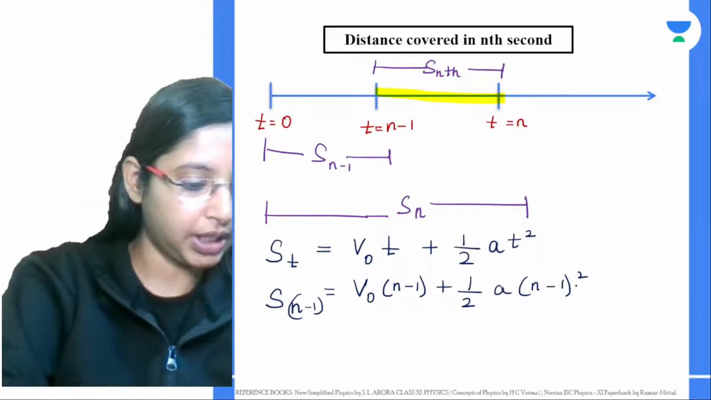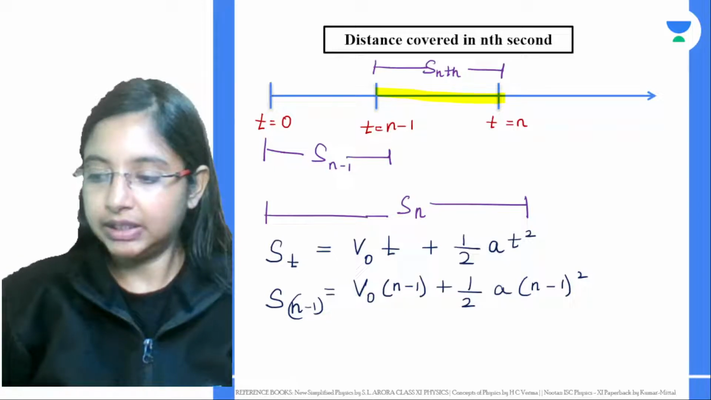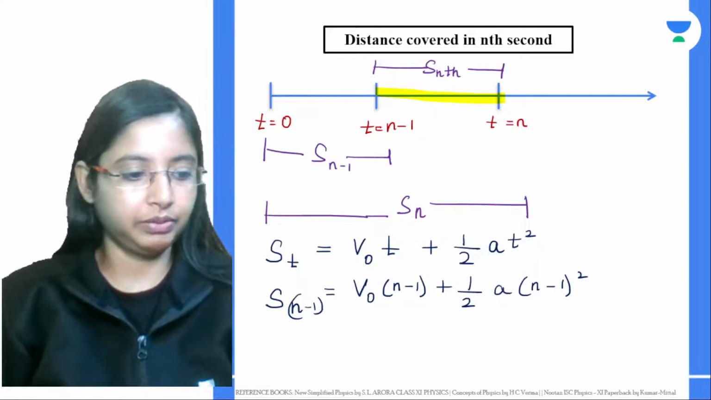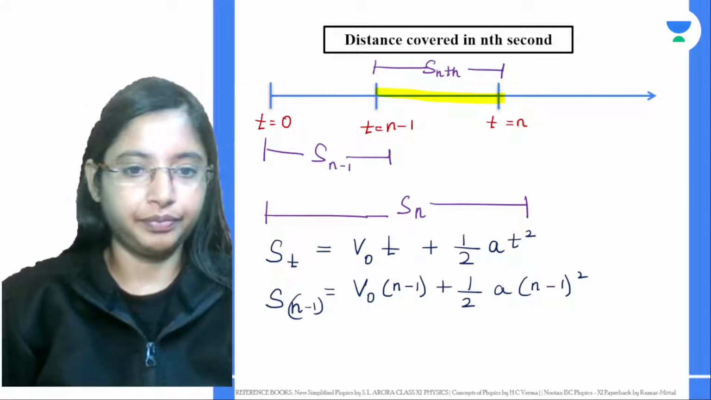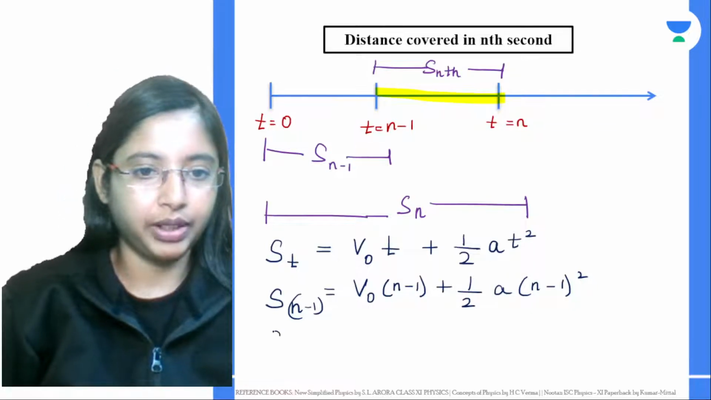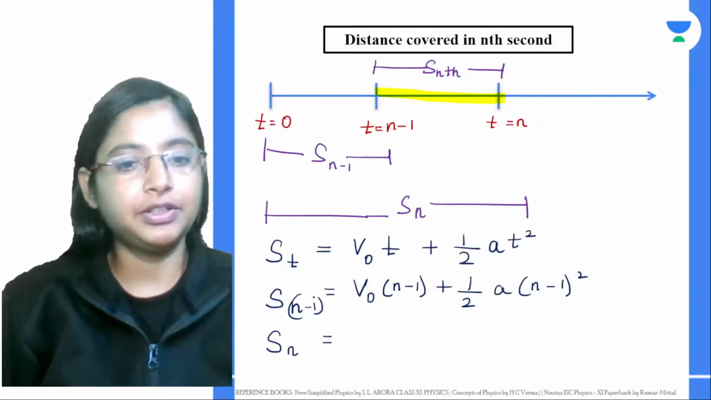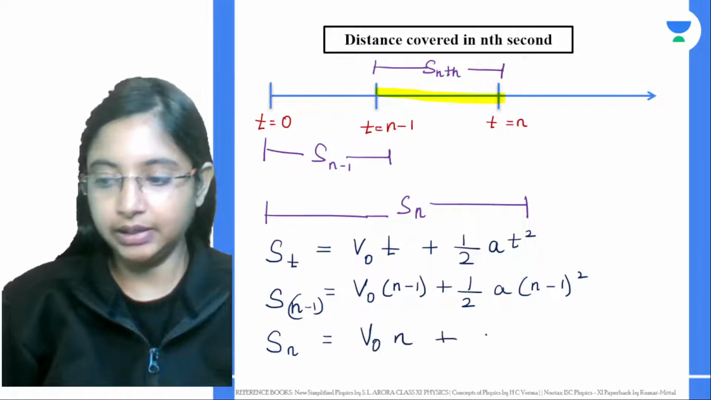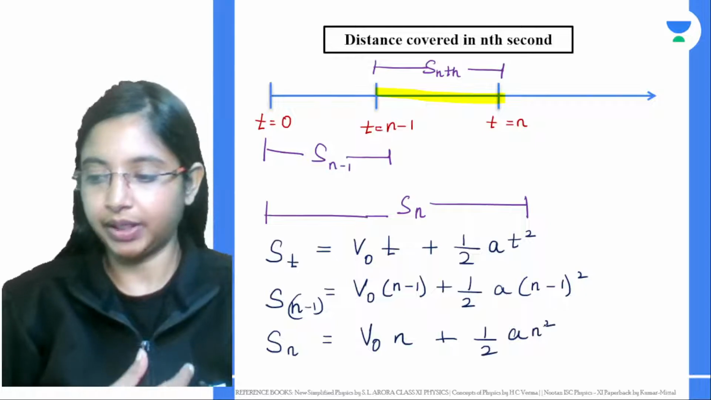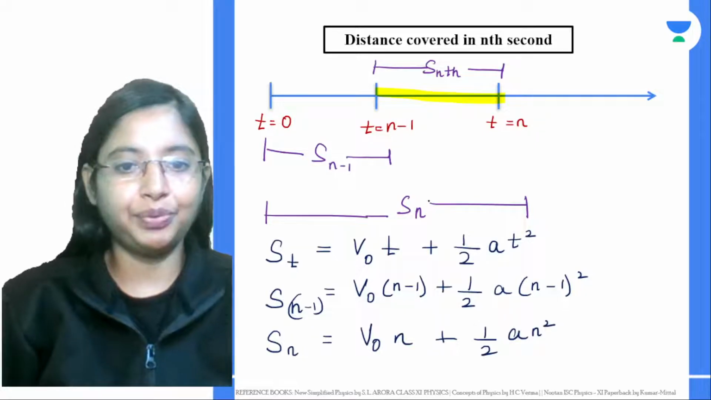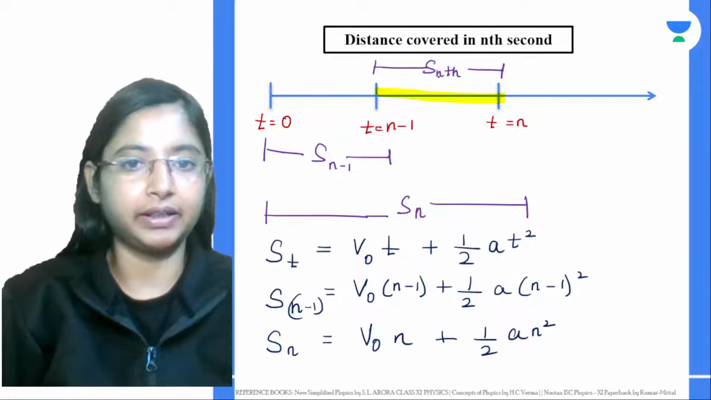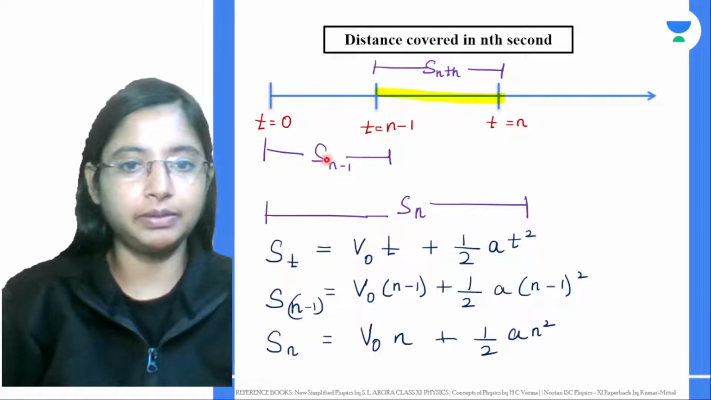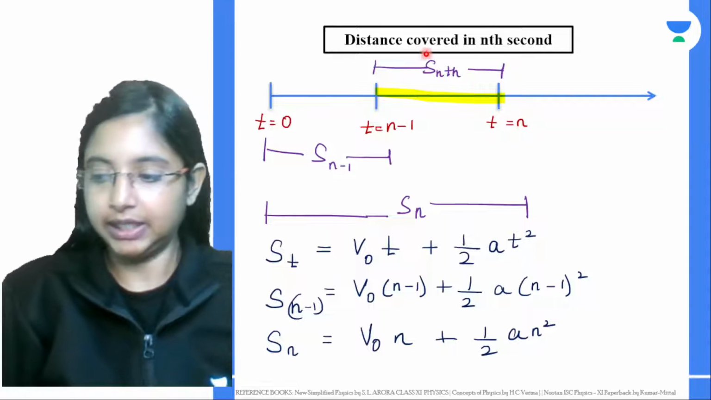Okay, if you have any doubts you can ask me in the chat box. Now what will be the distance traveled in the nth second? Okay, distance traveled in t seconds is this one. So distance traveled in n seconds will be v naught n plus half a n square. Now from here, if you want to find the distance traveled in the nth second, that will be distance traveled in this minus distance traveled in this, right? This distance minus this distance will give you the distance traveled in the nth second.